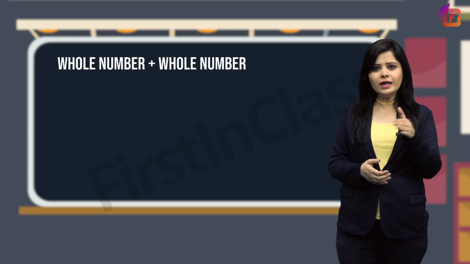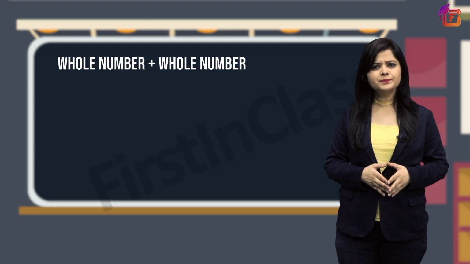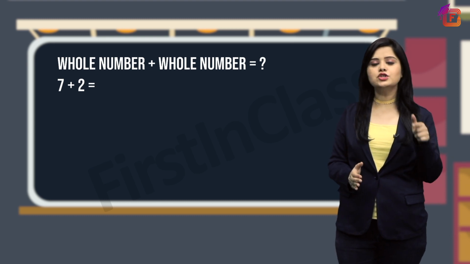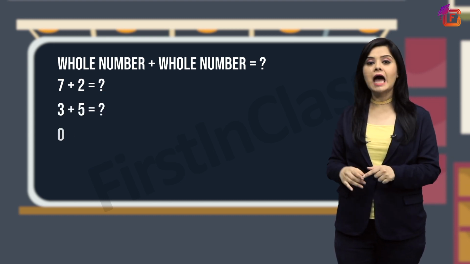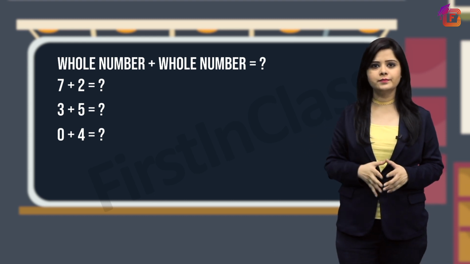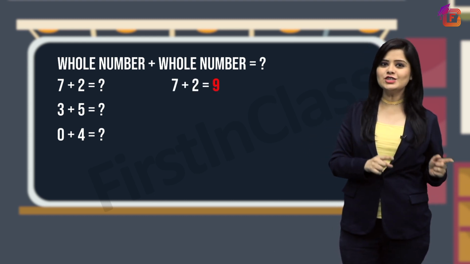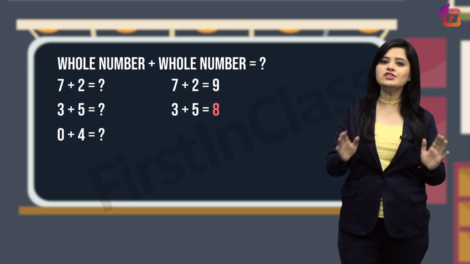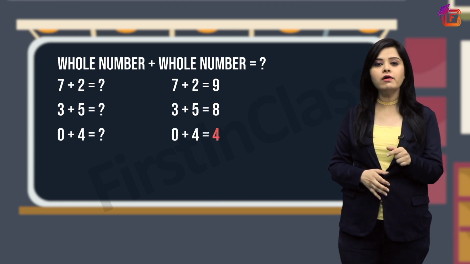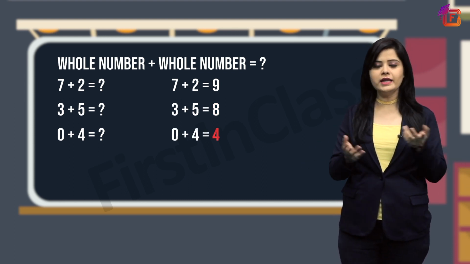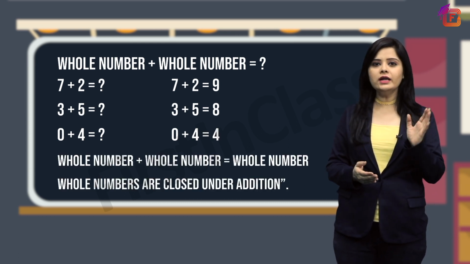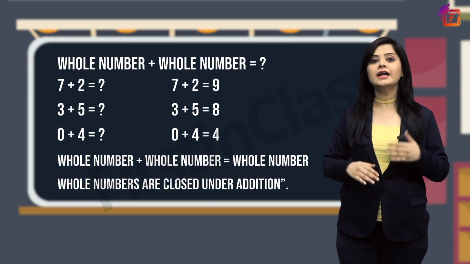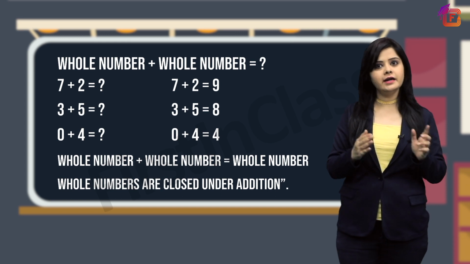Will we always get a whole number on adding two whole numbers? Now let us give it a try by adding any two whole numbers, say 7 add 2, 3 add 5 and 0 add 4 is 4. Great job! 7 add 2 is 9, which is a whole number. 3 add 5 is 8, which is a whole number. And 0 add 4 is 4, which is also a whole number. We always get a whole number when we add two whole numbers. Thus, we conclude that whole numbers are closed under addition.